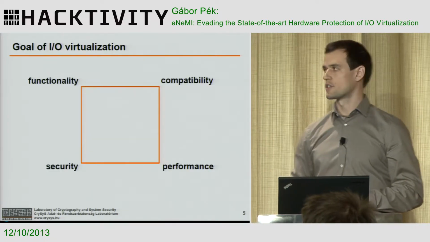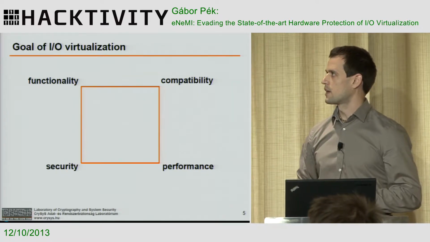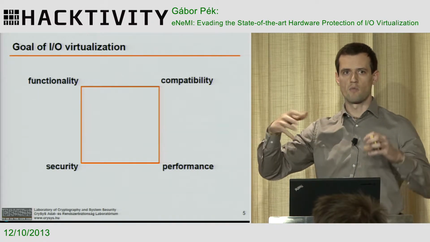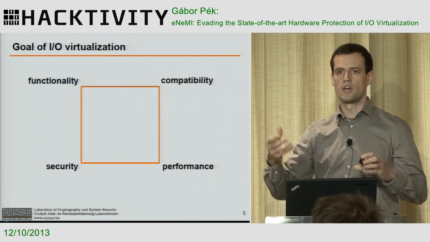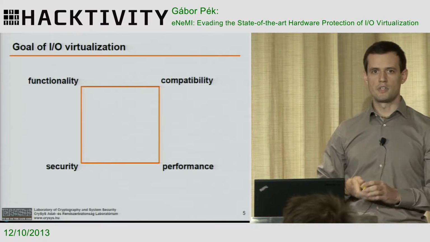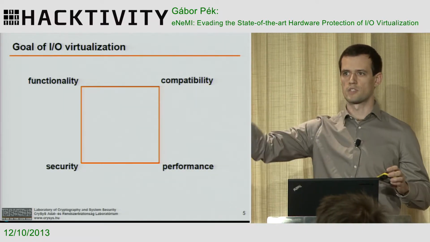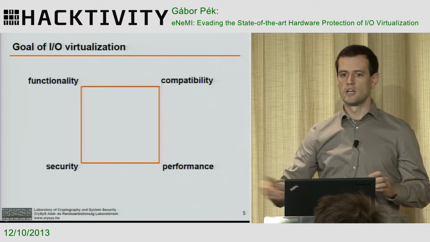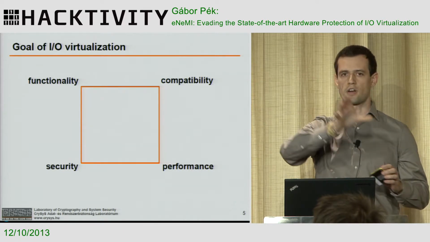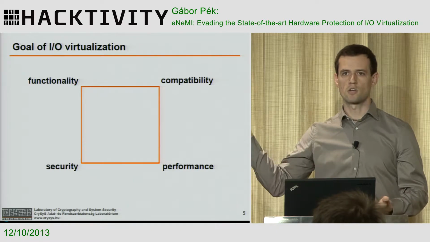If we want to understand the goal of I/O virtualization, we see a square here. Basically, there are four main aspects. Functionality: when you have an I/O virtualized environment, it has to provide a wide range of functionalities. It has to be compatible with different hosts. We know that in a cloud environment, we move VMs between different hosts, and these different hosts have different devices. So when we move VMs between different hardware, we want to guarantee transparent device access, and this is what compatibility guarantees.